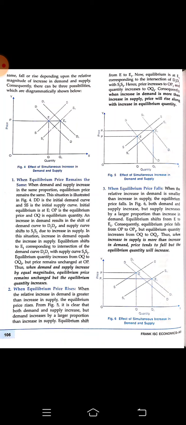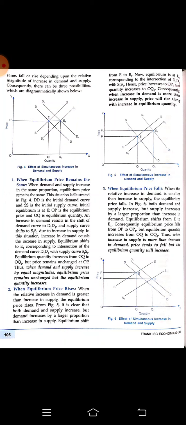Okay, what will happen to the price when equilibrium price falls? When the relative increase in demand is smaller, that is, when the increase in demand is less than the increase in supply, we will find that the increase in supply is more than the increase in demand. Price tends to fall, but the equilibrium quantity will increase. So we are finding that the price is decreasing, but the quantity is shifting from Q to Q1. So simultaneously we can show the effect of supplies.